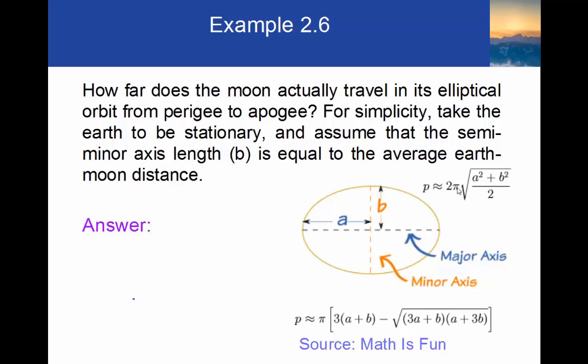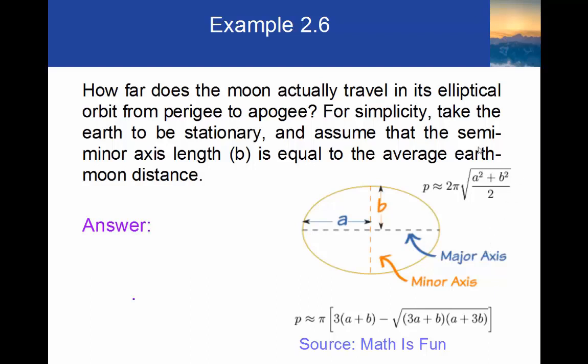Perimeter is approximately 2 pi square root of (a squared plus b squared) over 2, where a is called the semi-major axis. It's the distance from, for example, the perigee to the very center, or from the apogee to the very center. Remember that the Earth is actually at one of the focal points, not at the center of the ellipse. B, on the other hand, is the distance between the center and the semi-minor axis. So b is basically the minimum distance across the ellipse. A is the maximum distance across the ellipse.